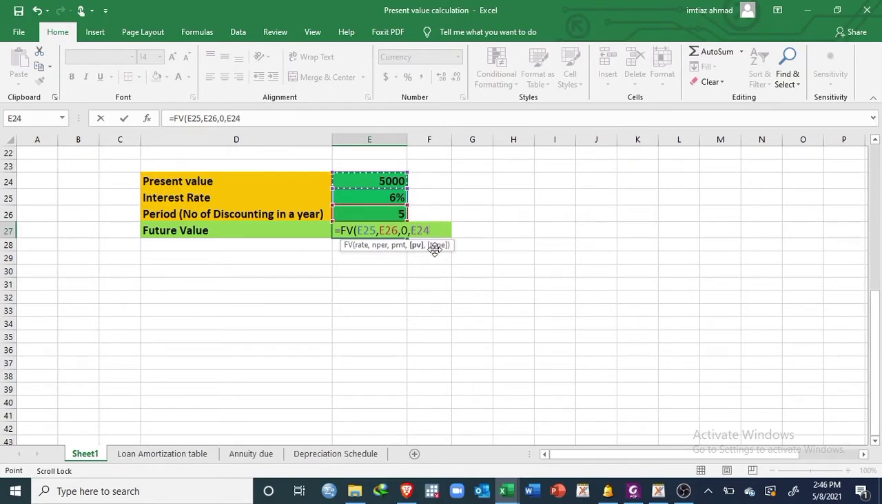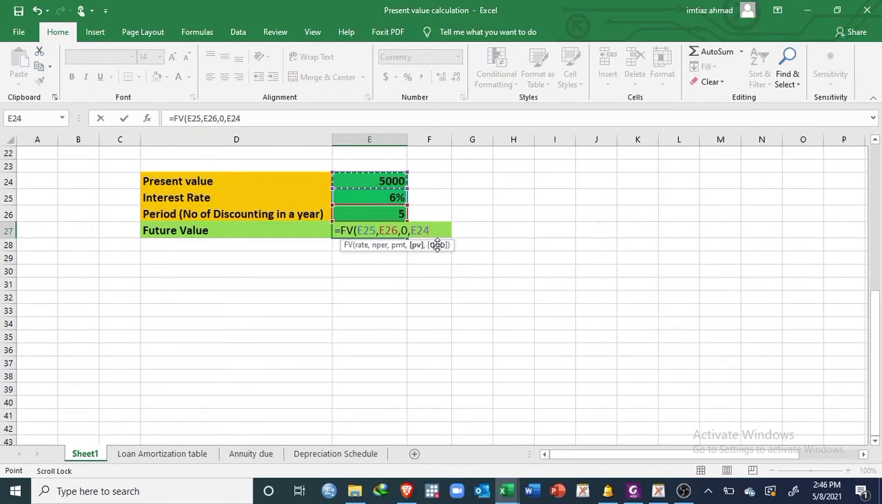Then there is type option. This option is used when there is annuity. Since again this is the example of a single amount, there is no annuity involved, there are no periodically payments involved, so I am ending this formula here.